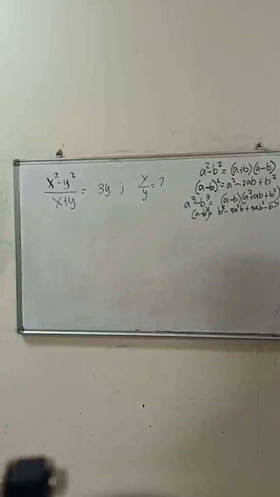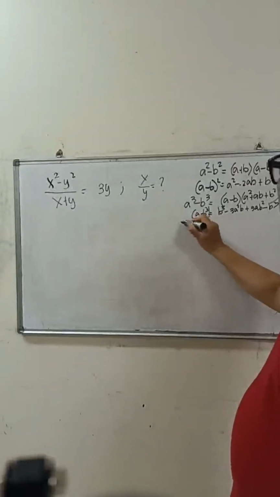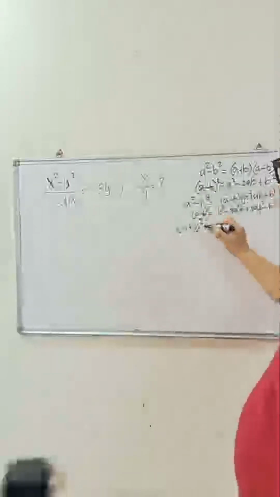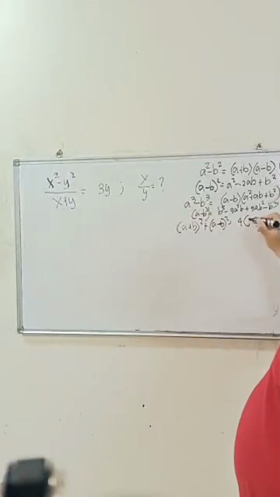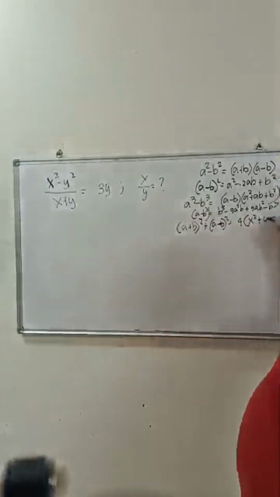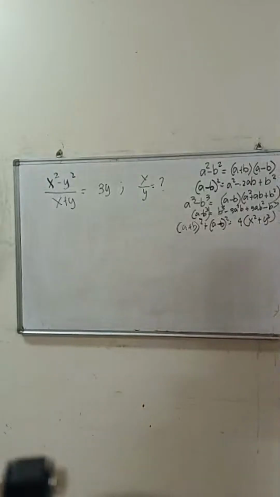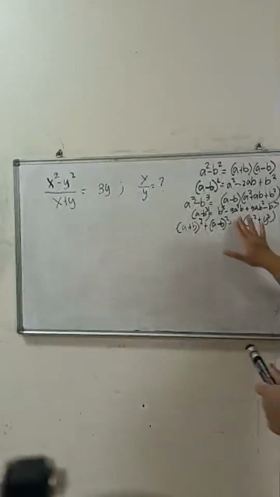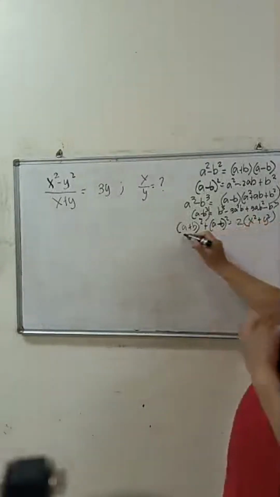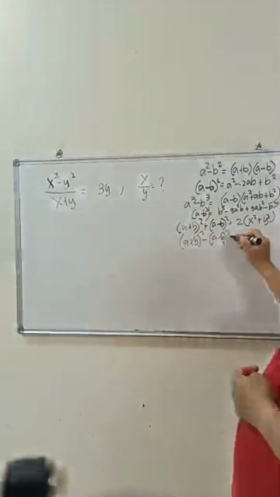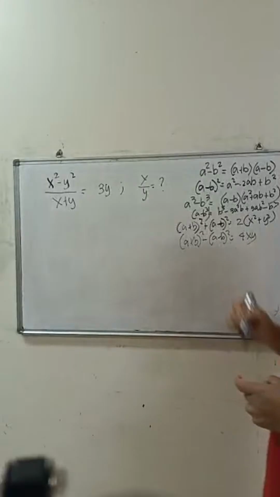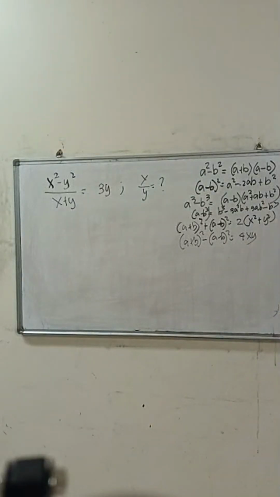Things like that. a plus b squared plus a minus b squared is equal to 2 times a squared plus b squared. And then a plus b raised to the power 2 minus a minus b raised to the power 2 is equal to 4ab. Actually there are so many of these special algebraic identities. You get the point?